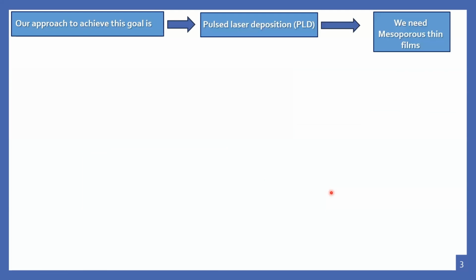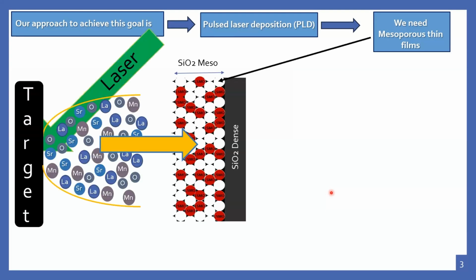So how can we put these nanoparticles inside the mesoporous matrix? The strategy that we take is pulsed laser deposition, PLD. This technique is used for growing thin film layers. But in our case, we have a mesoporous thin layer. So the LSMO, when you grow it, has two different possibilities to grow: on the surface, like a thin film, and inside the mesoporous matrix.